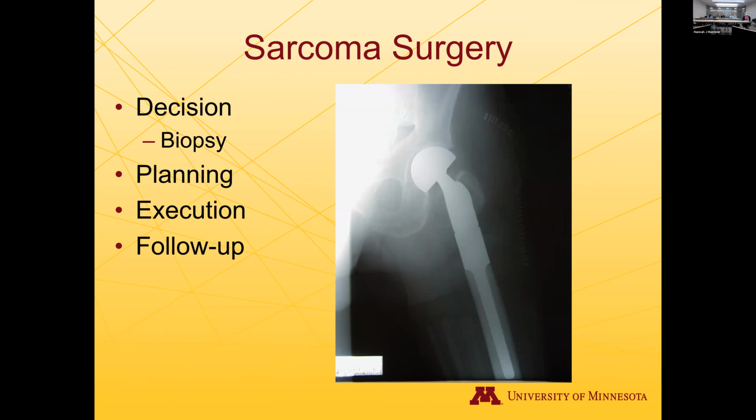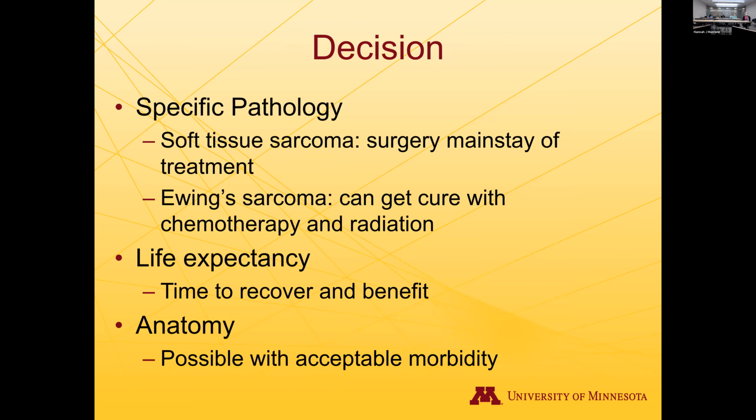So I'm going to talk about sarcoma surgery a little bit today: the decisions to do that, the planning, execution, and the follow-up. This is all the fun stuff. The decision whether or not to do surgery, and the details of surgery, really depends on the pathology, and for soft tissue sarcoma, surgery is really the mainstay of treatment. We do chemotherapy in many of the high-grade tumors, and we do radiation to decrease our risk of recurrence, but we haven't figured out how to avoid taking them out quite yet.